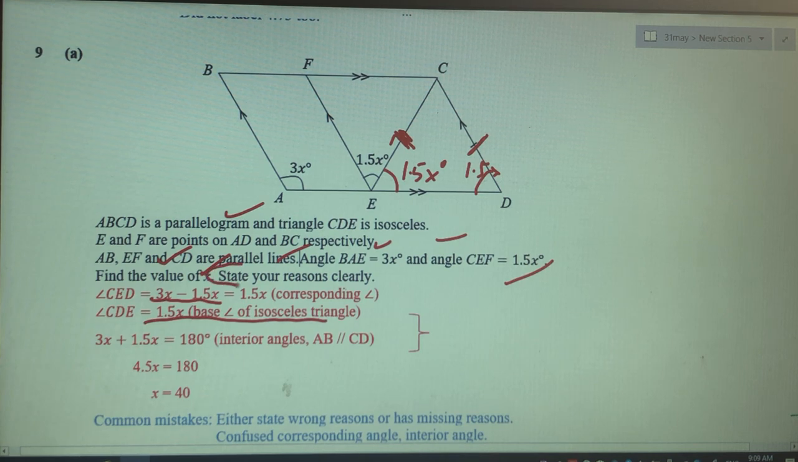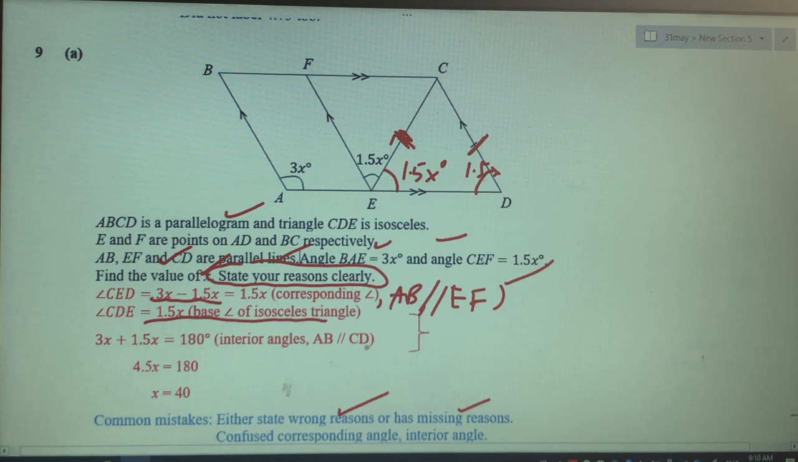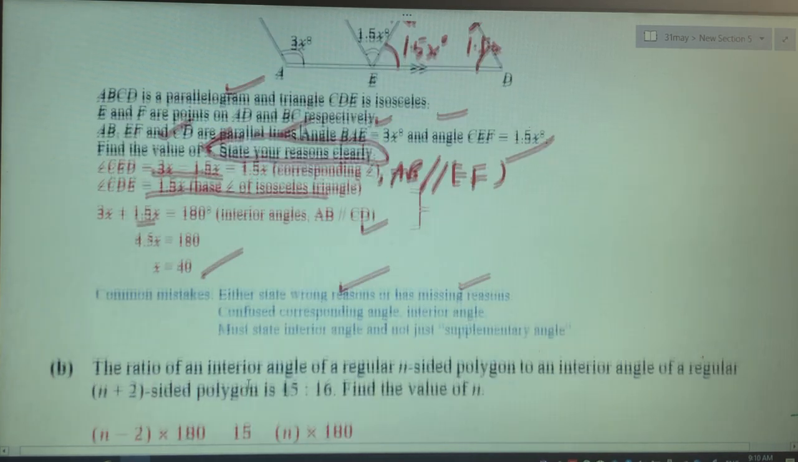Now because this question says state your reasons clearly, many of you didn't state reasons, so you lost marks. Some of you stated wrong reasons. Actually for corresponding angles, you must state the parallel lines, meaning AB parallel to EF. Then this one, base angles of isosceles triangle. This one here, AB parallel to CD, is correct. Then you can get the answer. Okay, so that's how you do it. You must state the reasons.